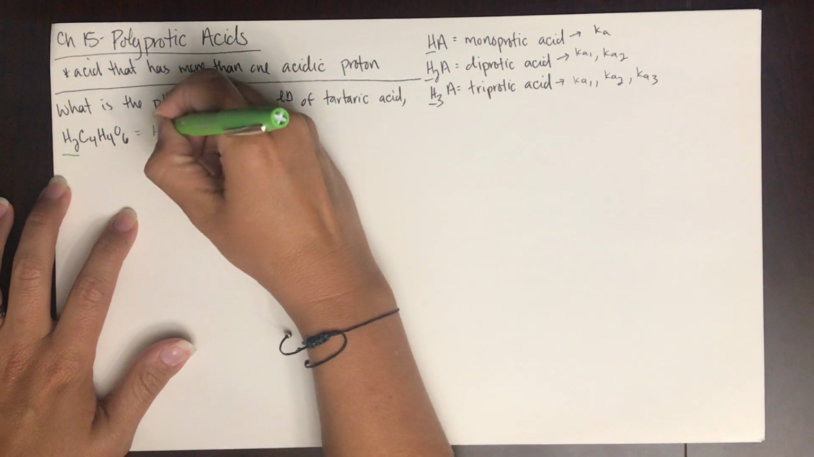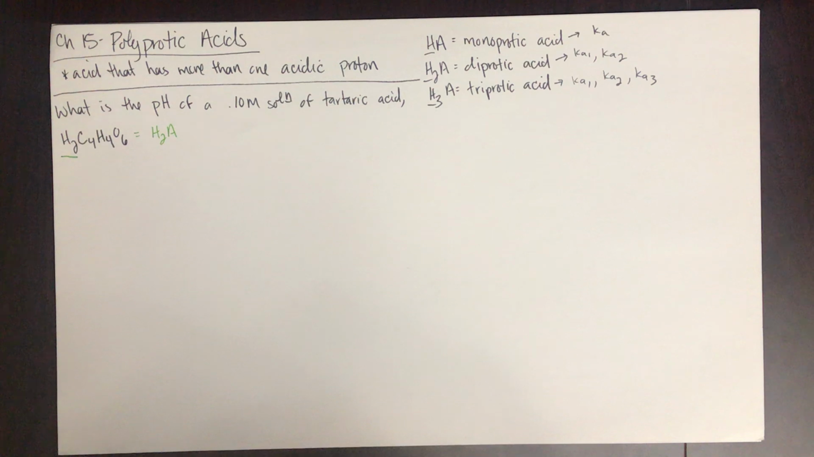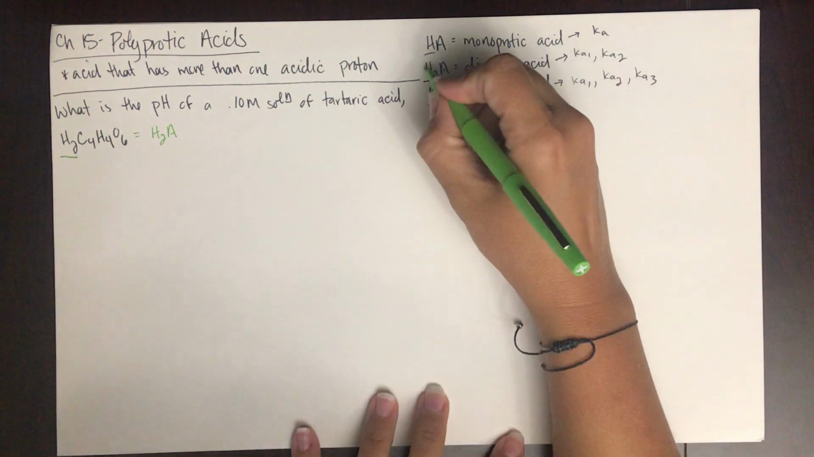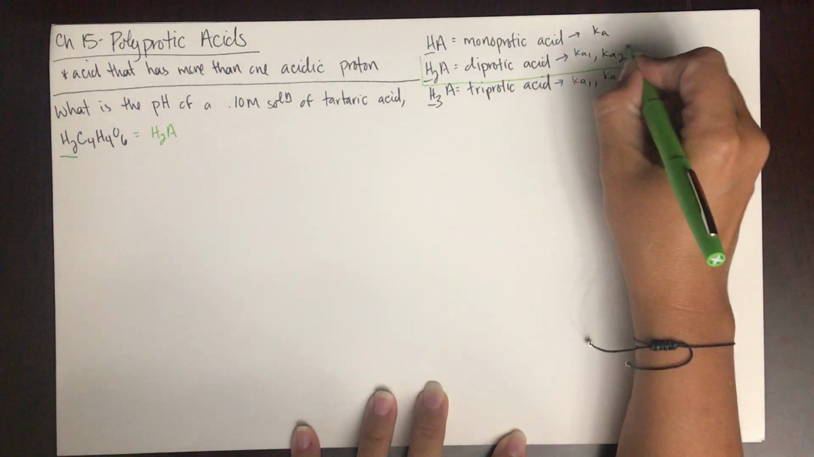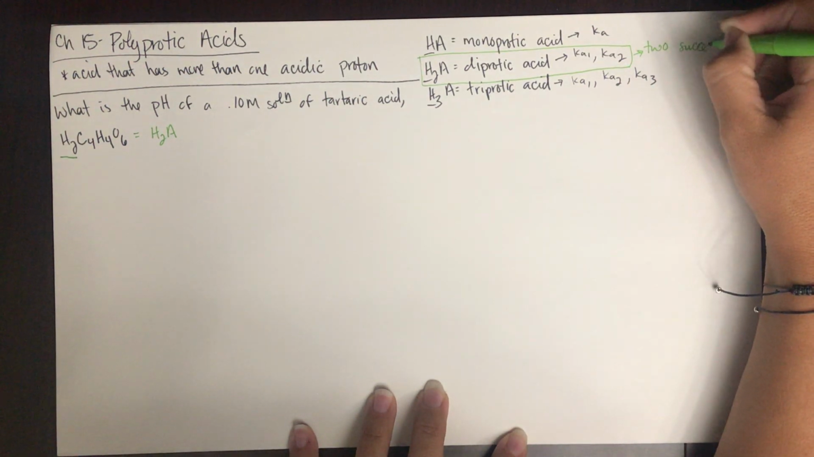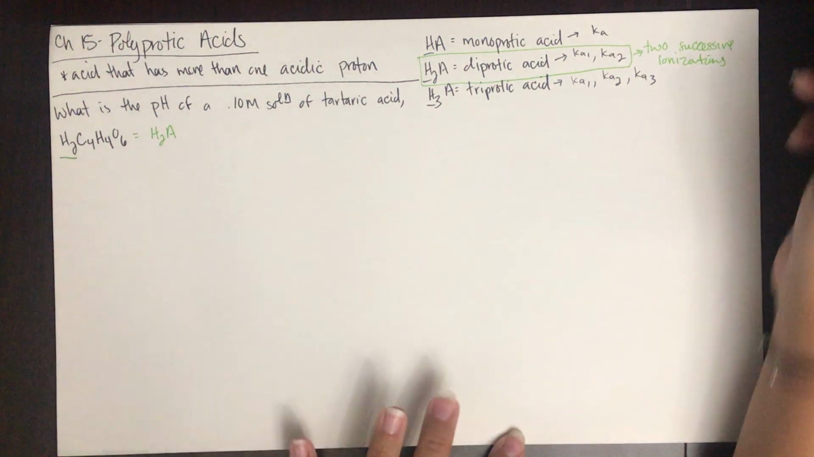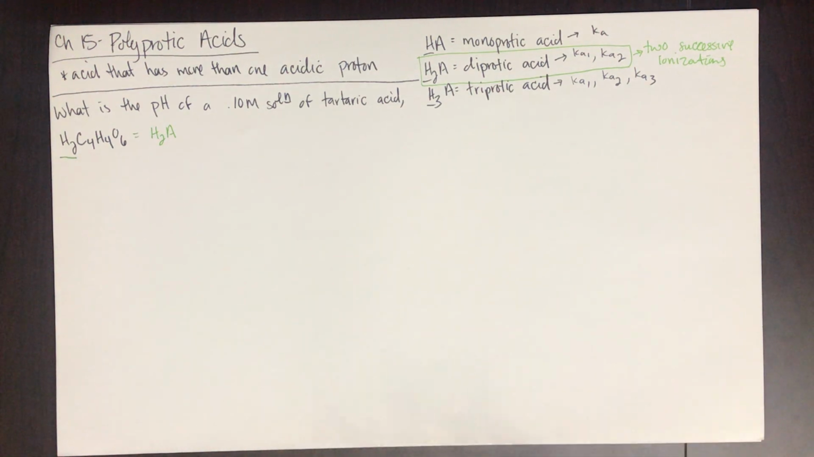So right here you can see this H2. We are just going to call this H2A for a generic weak acid. We know it's a weak acid because tartaric acid is not one of the 6 strong acids, so we are going to have to use equilibrium chemistry. For a diprotic acid there's going to be a Ka1 and a Ka2, two successive ionizations to calculate the pH. It's going to ionize once and then it's going to ionize again. So I'm going to walk us through this.